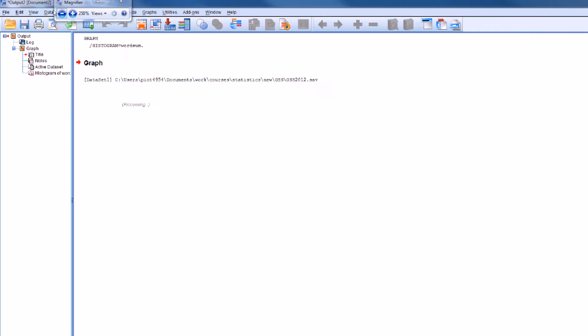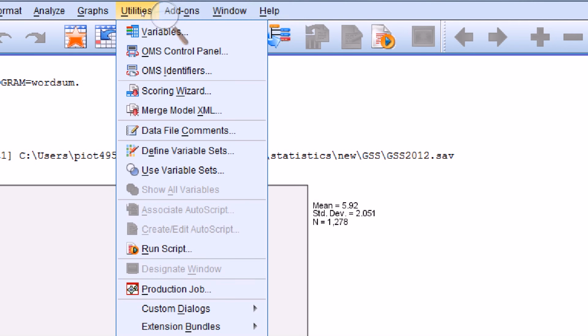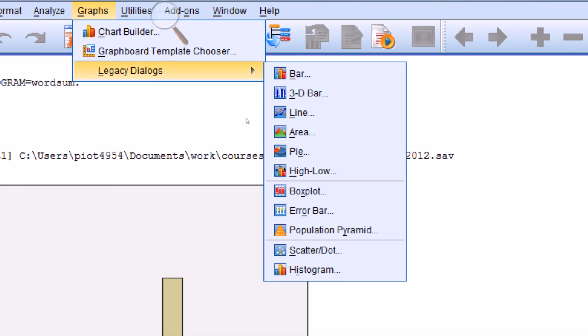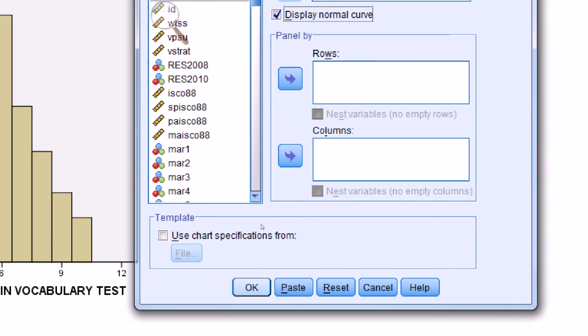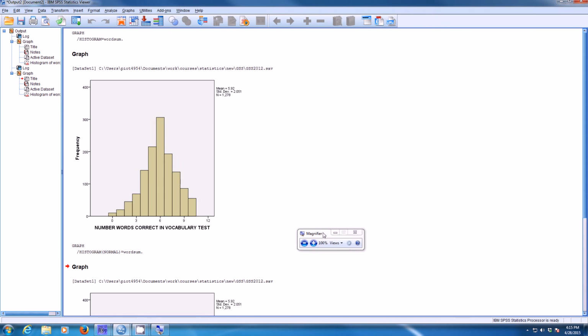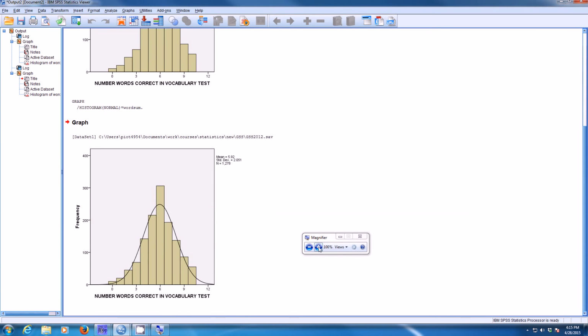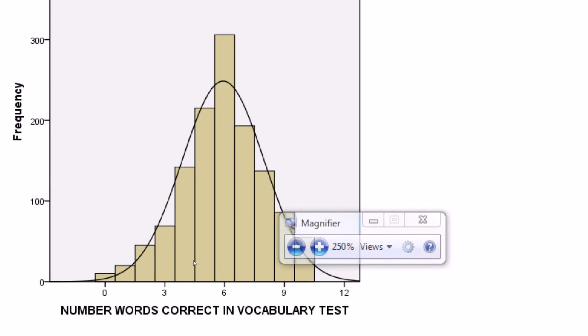And SPSS will create a histogram of word sum. Now notice that it follows an approximately normal distribution. In fact, one thing that we can do with our graphs is to superimpose a normal curve on it. So again, if we go to Graphs, Legacy Dialogues, Histogram, there's a little check mark we can put right here next to Display Normal Curve. And so if we click OK, notice that SPSS draws a new curve, and this time the curve has a superimposed normal distribution on it.